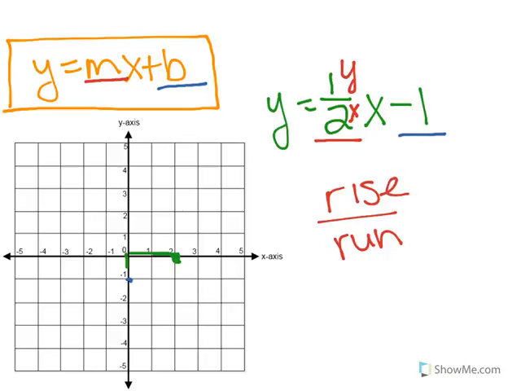So we're going to plot a point here. And then we're going to do it again. You're going to go up 1 and over 2. Plot a point there. And then we just have to connect them with a line.